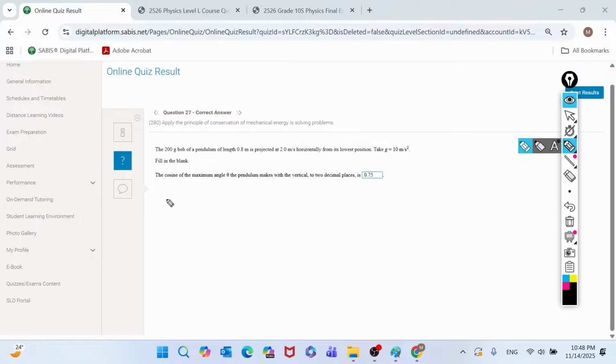Okay. Guys, here, what do we know? We know that mass is 200 grams, which is 0.2 kilograms. Okay, the length of the string is 0.8, so L equals 0.8. It's projected, so velocity initial equals 2 meters per second. And g equals 10. Guys, if you get a question like this, you think it's hard, just write out the given. And also, it helps to draw them out.